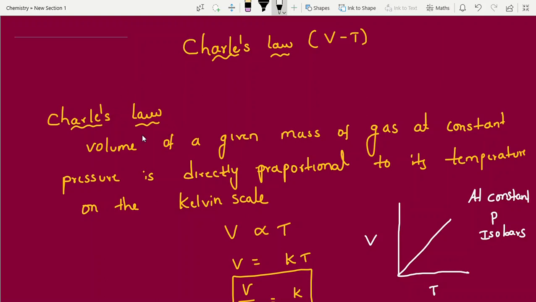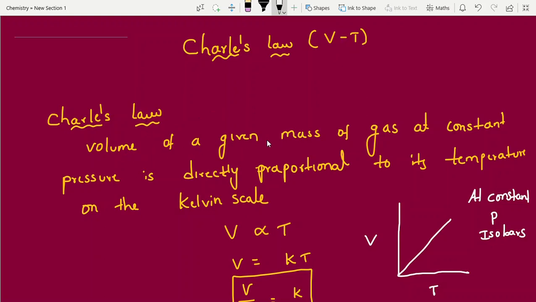First definition. Whenever you think of Charles law, remember this important key point: what is the relation between volume and temperature? The relation between volume and temperature is nothing but Charles law. Even during the Boyle's law graphs explanation, I gave you this trick to find out the graphical values and temperature relations. So finally, Charles law is the volume versus temperature relationship.